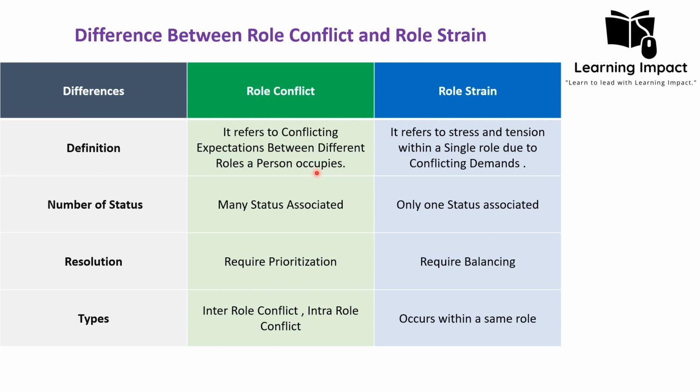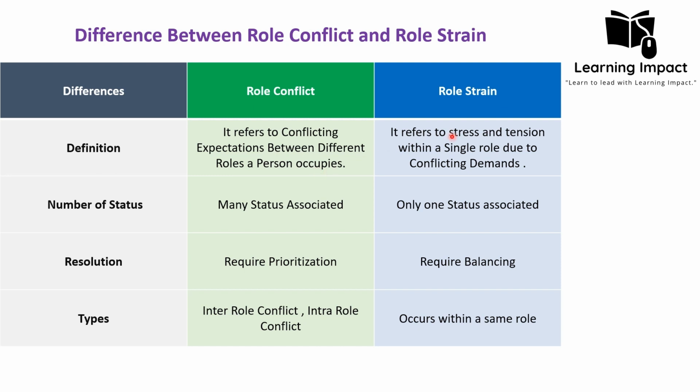Now he has a resource, which is time, which is considered a resource of humans. This resource is required by all these roles. So how will he be able to maintain the time to give equal time to his family, to his children, as well as equal time to his job? So in this case, it leads to role conflict because he has many roles to perform.